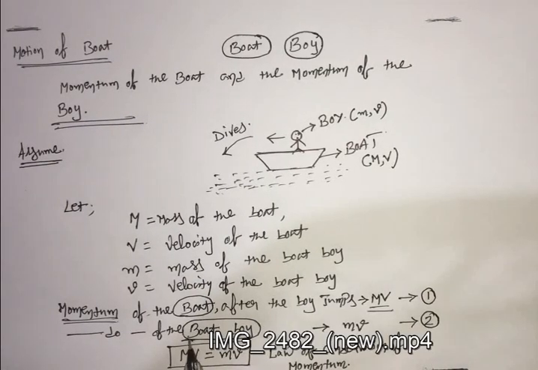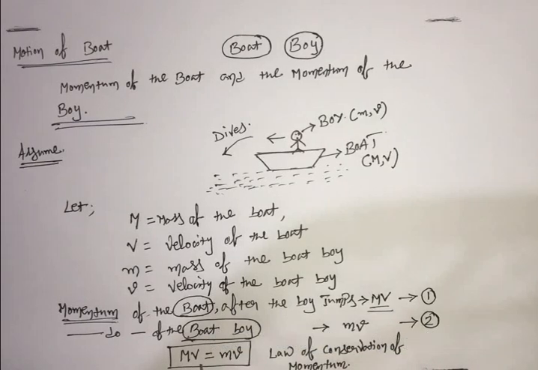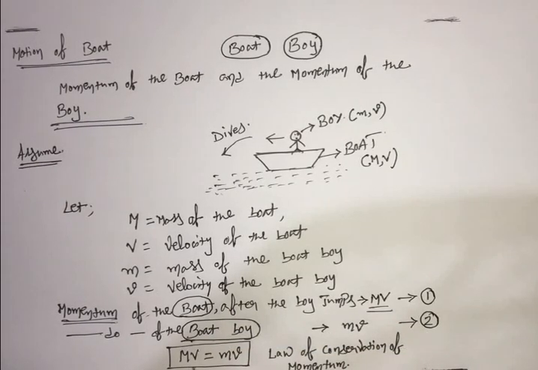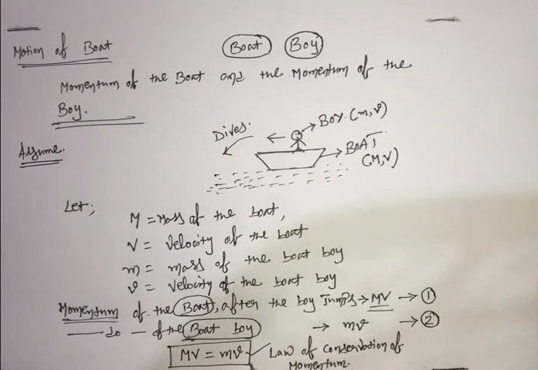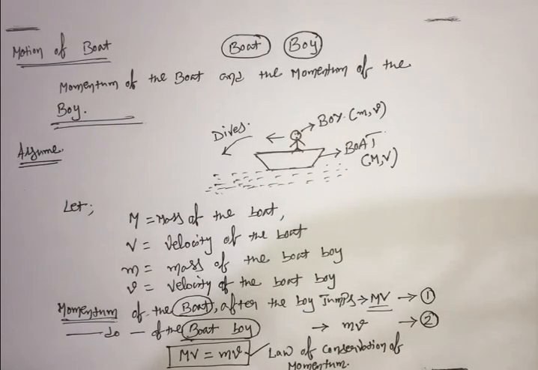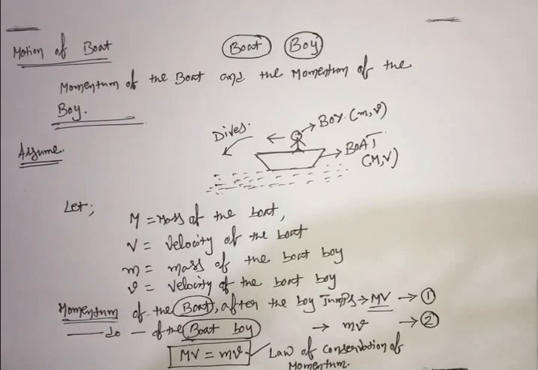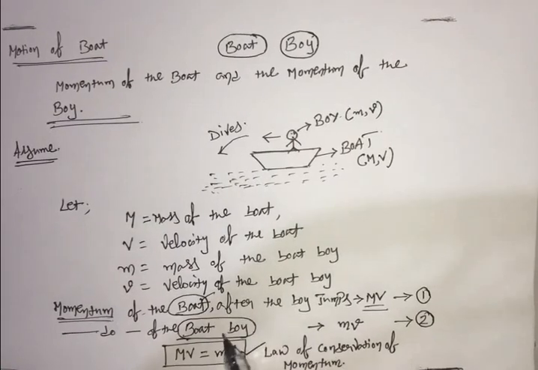So here we will get the equation, that is capital MV is equal to small mv, which is also known as the law of conservation of momentum. We got the same equation in the recoil of a gun also. From this equation we come to know that the momentum of the boat after the boy jumps is equal to the momentum of the boy.